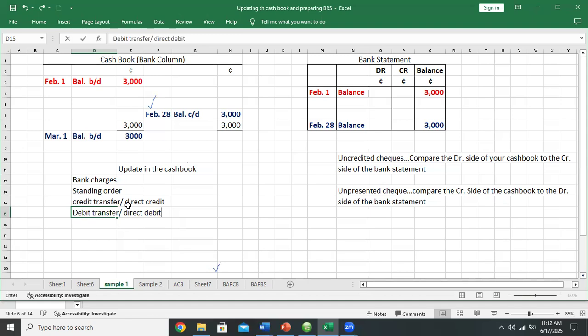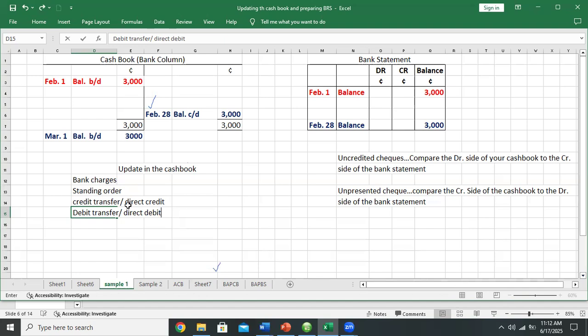The customer does not instruct the bank to deduct e-levy, but it's a government policy. So by law, when you transact business on your bank account, you pay that e-levy. So the bank will directly debit you.